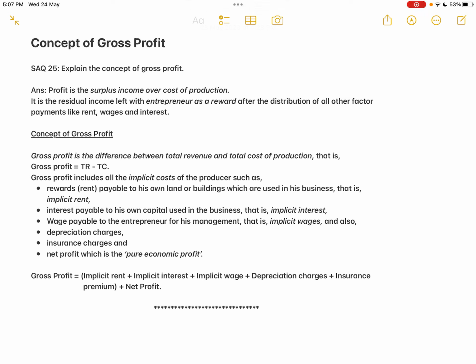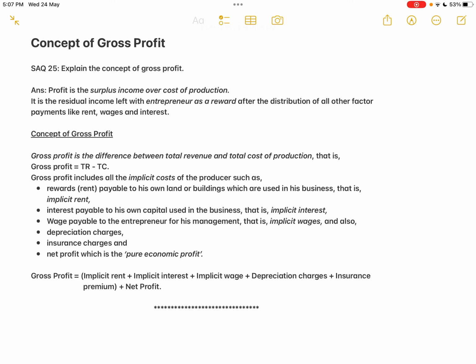In today's class, we will move on to the next answer from theory of distribution, the concept of gross profit. You all know that profit is the reward for the entrepreneur. So the landlord gets the rent, the laborer gets the wages, the capitalist gets the interest, and finally the residual income, whatever is left over, is the profit for the producer.